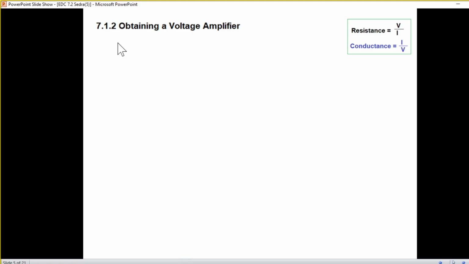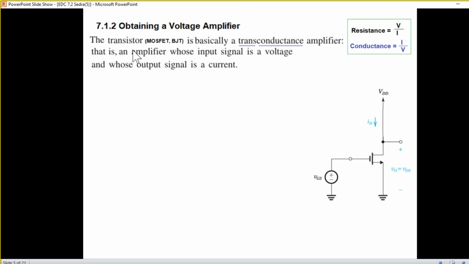Now the next paragraph is on how to obtain a voltage amplifier. Before we proceed, I hope you recall these two formulas. We know the resistance is voltage divided by current, and the opposite of it is called conductance, that is, I over V is conductance. So the transistor, whether MOSFET or BJT, is basically a transconductance amplifier. How is it transconductance? Because we are supplying a voltage here and we get current. So I over V makes it a transconductance amplifier.